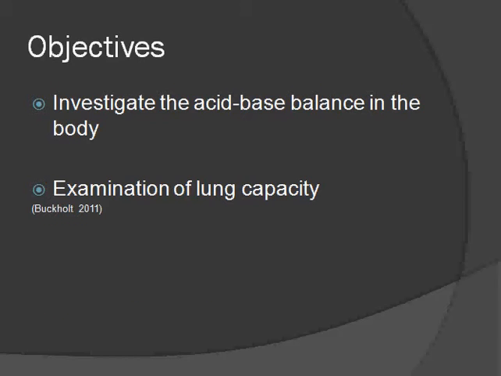Several objectives guided the observers through their examination of the respiratory system during the completion of Lab 5. To begin, the acid-base balance was investigated to gain an understanding of the importance of equilibrium and homeostasis of the body. Secondly, the observers strived to utilize a spirometer to examine human lung capacity.